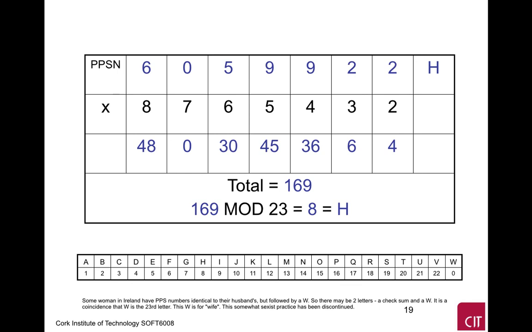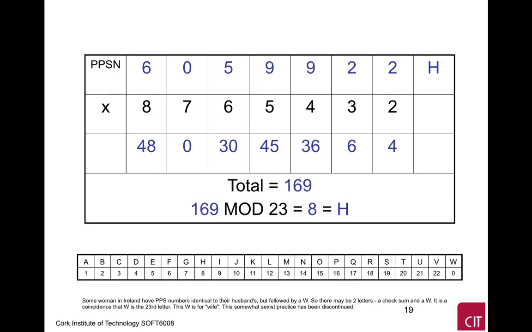But the number would be different, so the mod 23 would be different, and it wouldn't come out at 8, it would come out at something else. So that number, whatever it was, wouldn't match up with H. So there'd be something wrong there.